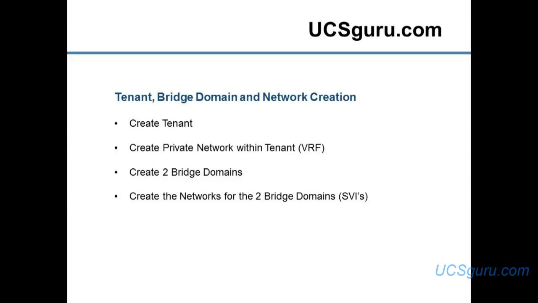Next thing we're going to do is create our private network within that tenant. You can think of the private network as a virtual routing and forwarding instance, or VRF. That essentially allows overlapping IP addresses within tenants because they're isolated. Then next we're going to create two bridge domains, and the bridge domain is basically a flooding boundary, which is roughly analogous to a VLAN. And then the last thing we'll do, we'll allocate the networks to the two bridge domains that we created. You can think of those like the switched virtual interfaces if you were creating these on a layer 3 switch.